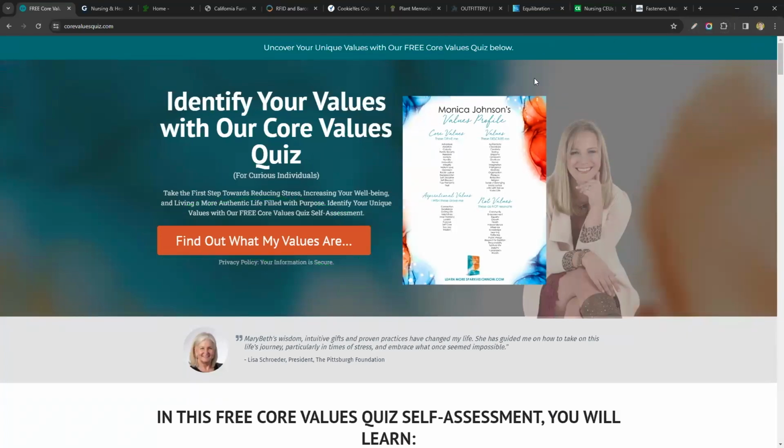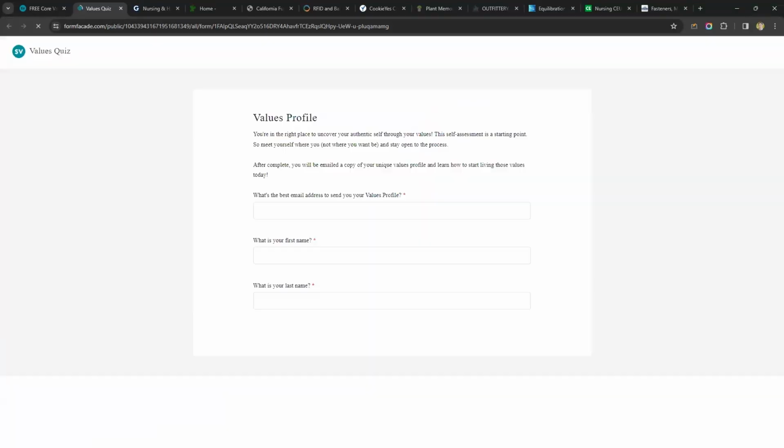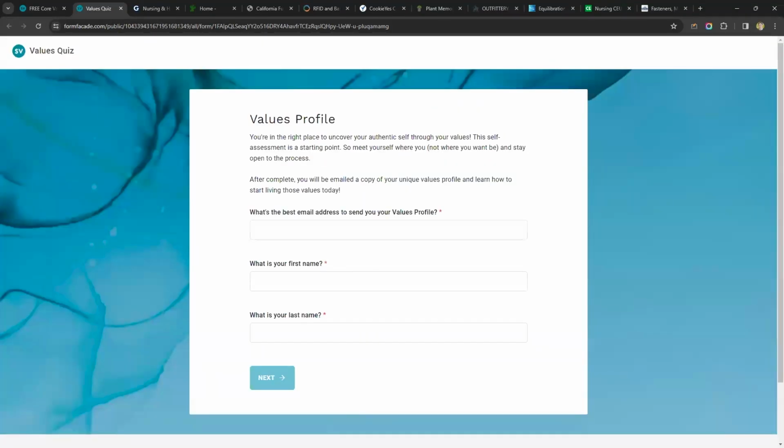I had to do one more thing on this. Find out what my core values are. When I click on this button, I'm not scrolling, but I just want to click on this button and show this to everybody. When I click on it, it opened it up in a new window. And the problem here is this looks very, very different than the previous page.